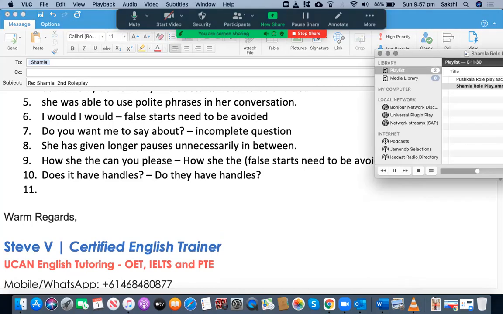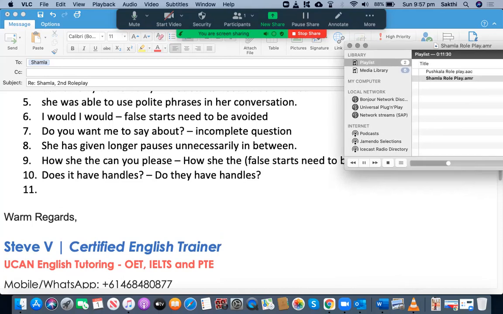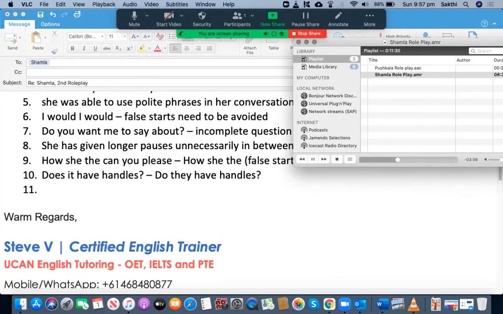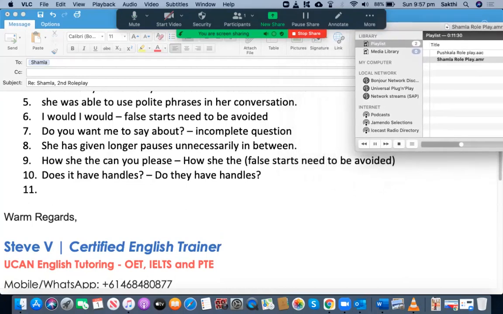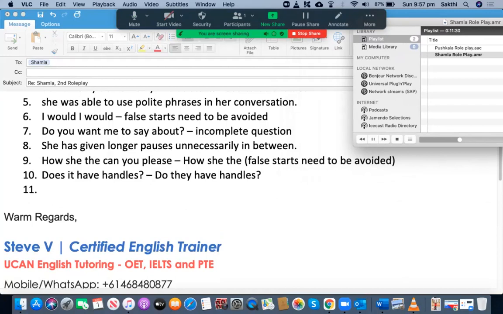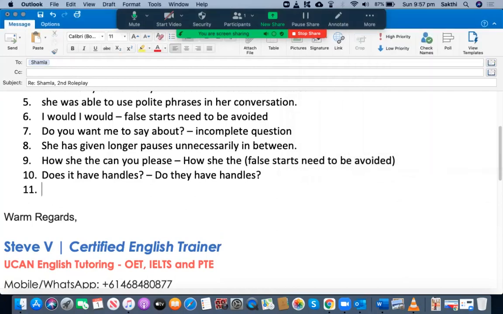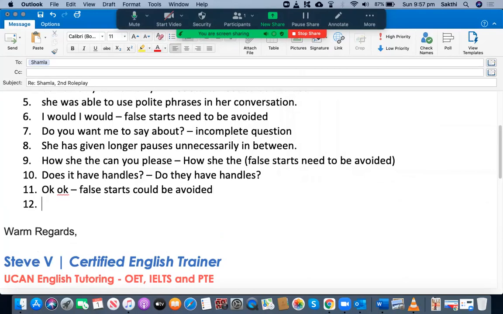Let's go through this. Doorknobs. Yes, doctor. She have a handle like when we open the toilet door. Yes, I think in all the toilets we have the door handle. I would okay. Then you don't need to say okay twice. You don't need to say okay. False starts could be avoided again. It's better to say once only.